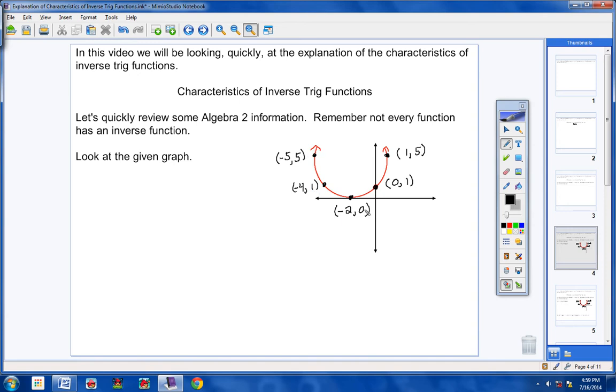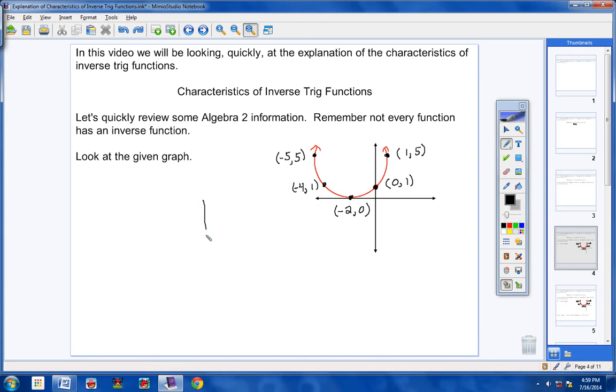This is a function, and if you'll think of what you learned in Algebra 2, we learned that you can test a graph to see if it represents a function by using the vertical line test. And every vertical line that you draw on this parabola is only going to cross the graph one time. And so based on the vertical line test, this graph does represent a function.